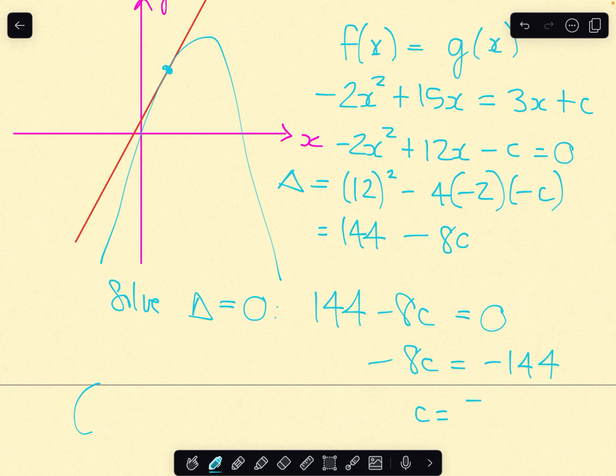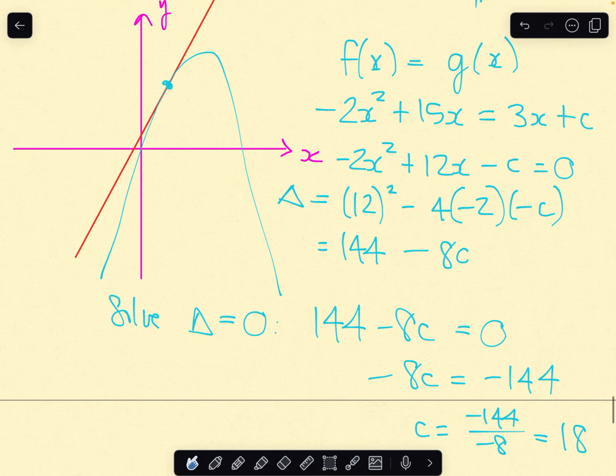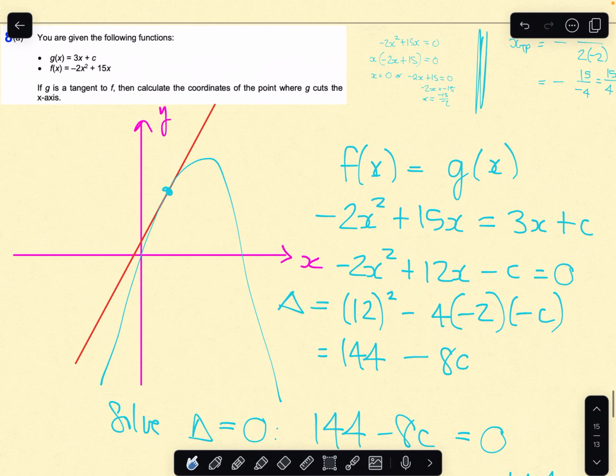So then c is minus 144 over minus 8, which is positive. 8 goes in there once, and then into 64 8 times. So c would have to be equal to 18, which is what we got before for the equation of this line. So it would be 3x plus 18, and then you find the x-intercept the same way. So that's a pretty cool way as well to approach the question.